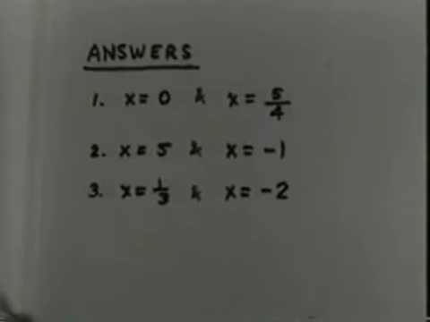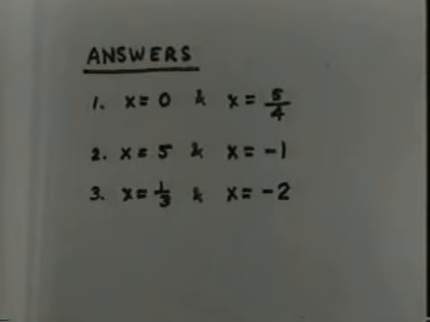Here are the answers to the three equations. For number 1, x equals 0 or x equals 5/4. For number 2, x equals 5 or x equals -1. For exercise 3, x equals 1/3 or x equals -2.